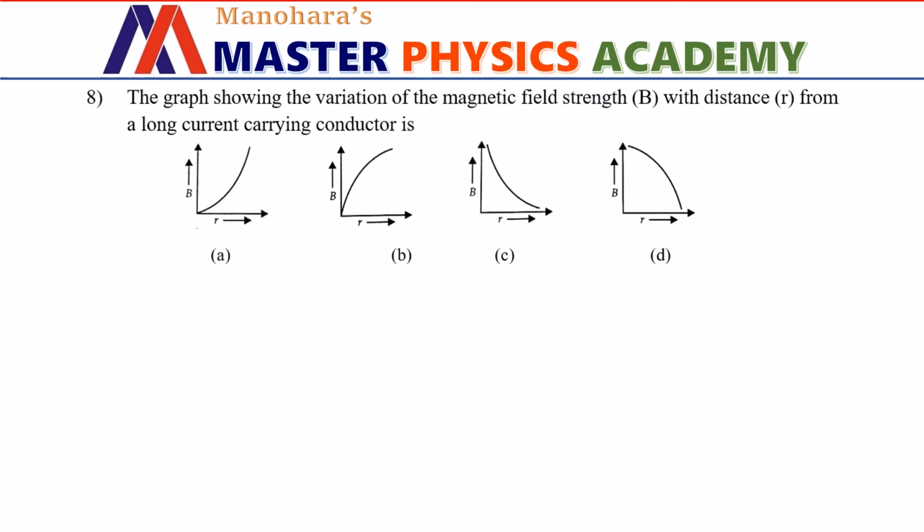The graph showing the variation of the magnetic field strength B with the distance r from a long current carrying conductor is. The magnetic field produced due to a long straight current carrying conductor is given by mu naught I divided by 2 pi r, where mu naught is the permeability of free space, I is the current flowing through the conductor, and r is the distance of the point from the current carrying conductor where we need to know the magnetic field. So what we come to know is B is inversely proportional to the distance. Therefore, the graph will be like the one given in option C.